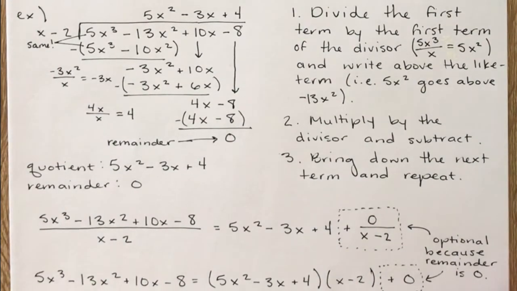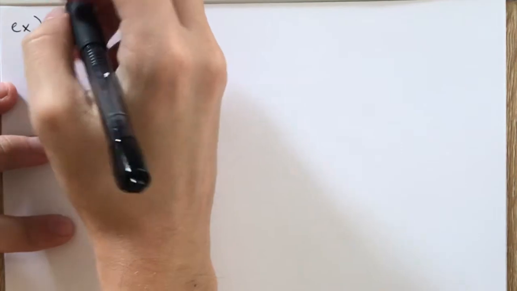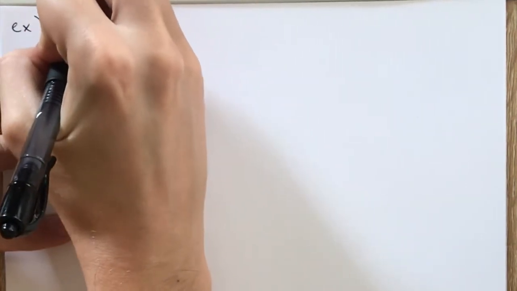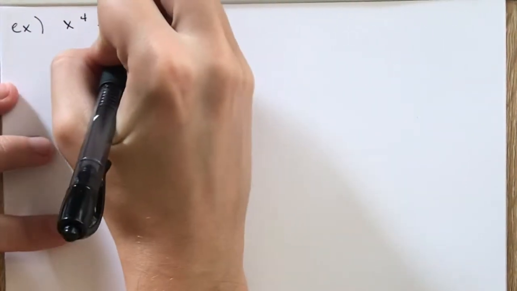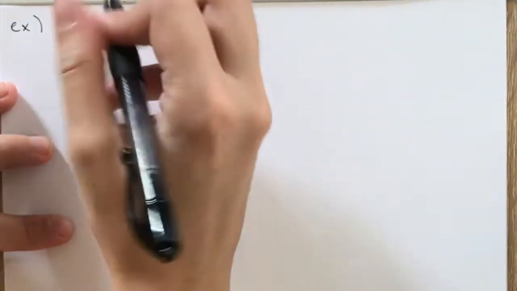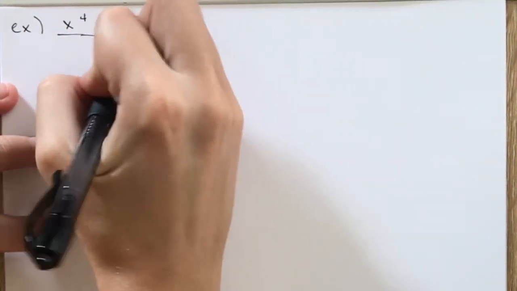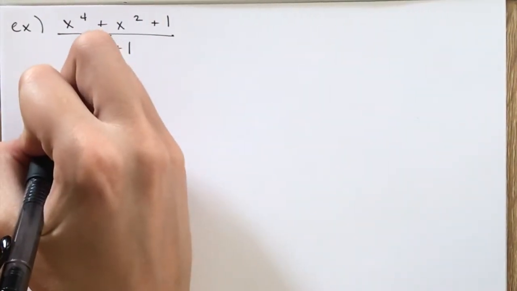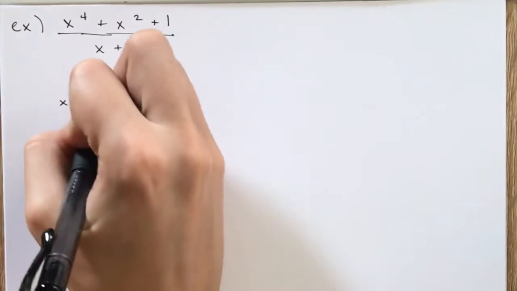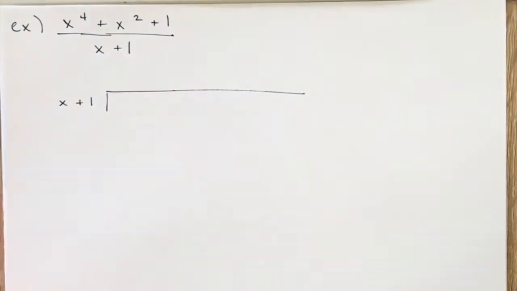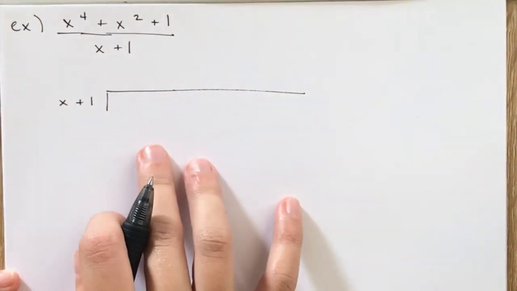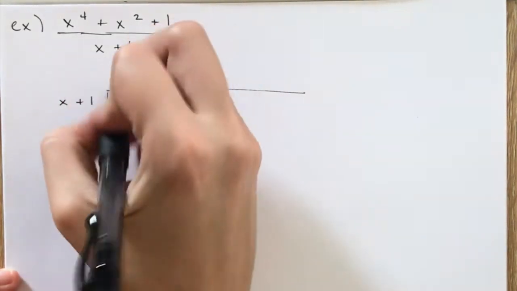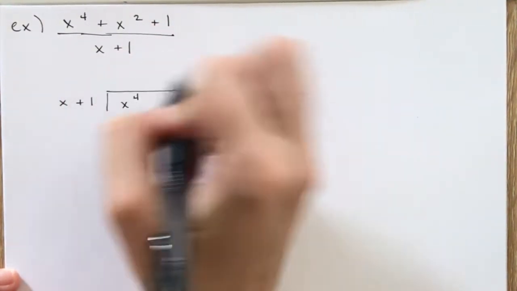Okay, let's try another one. Let's say we were asked to divide x to the 4th plus x squared plus 1 over x plus 1. Okay, let's write this out in terms of our long division. So we have x plus 1, and then I need to write out my polynomial underneath. We start with x to the 4th.